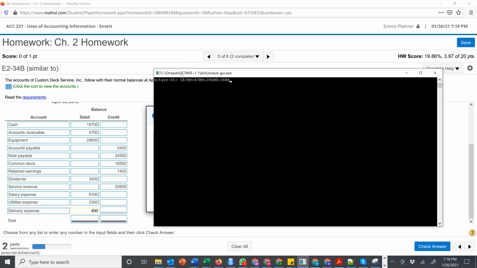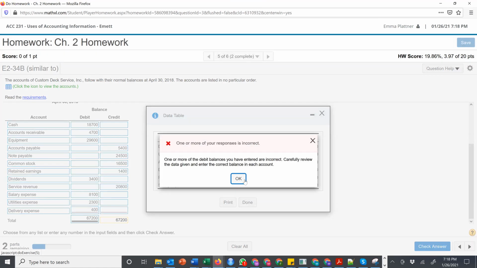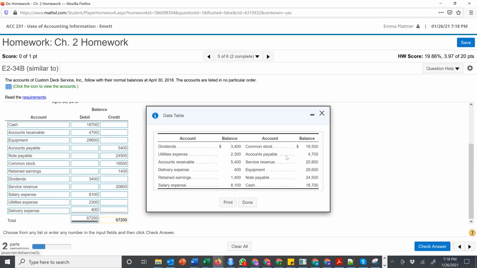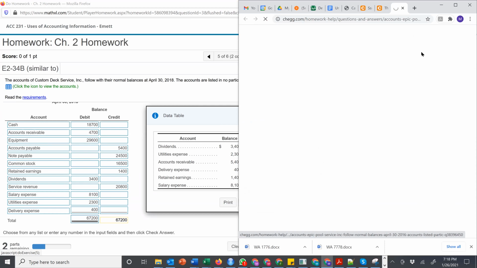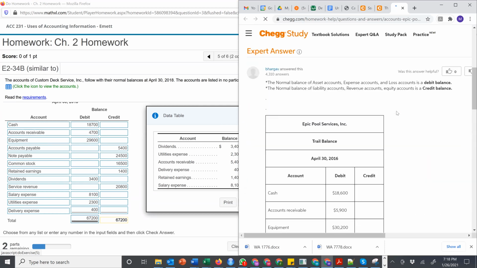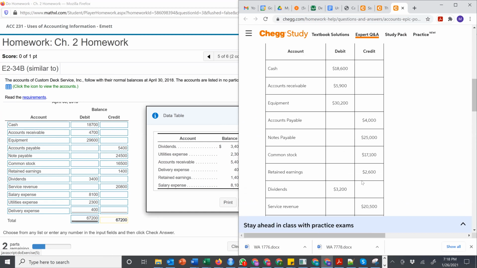I got 67,200. But yeah, it's a good way to check if you don't know. All right. So now it's a question of do we think this is actually correct? I usually go to another thing here and see if they're in the right position, and then maybe I just entered it in wrong.